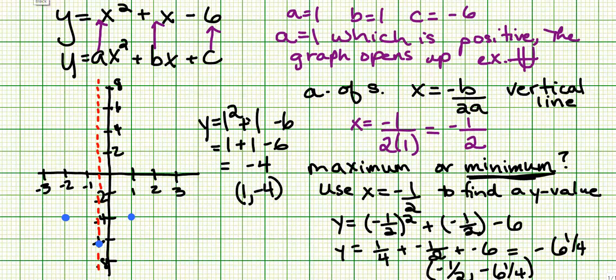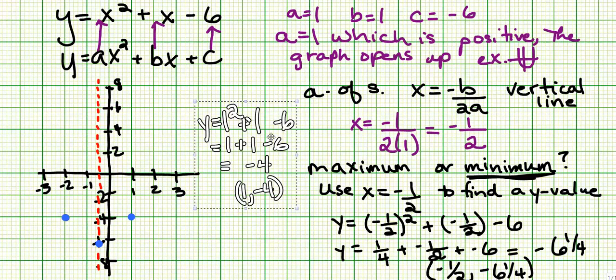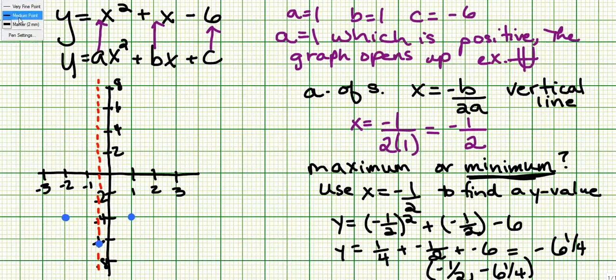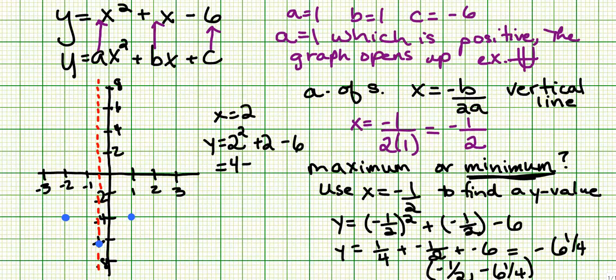Okay, the next point I'm going to try is, I guess, a 2. I like to be able to use easy numbers to work with, and let's get this work out of the middle. So I'm working with limited space. And so now I'm going to try x equals 2. So y equals 2 squared plus 2 minus 6. 2 squared is 4. 4 plus 2 minus 6 is going to be 6 minus 6, which is 0. So when x is 2, y is 0. So that point's going to go right here.